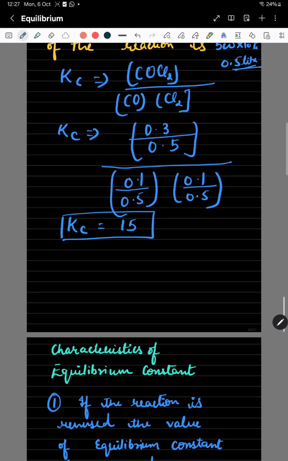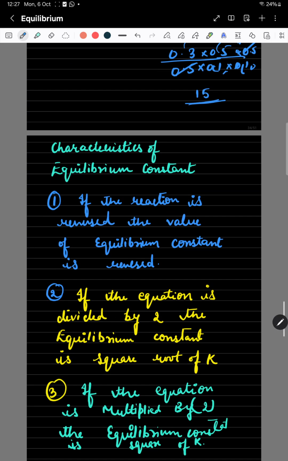Now what you are observing is 0.3 upon 0.5, and you have 0.1 upon 0.5, and 0.1 upon 0.5. So you simply cancel out all these terms with each other, and then you have 15. So Kc equals 15.